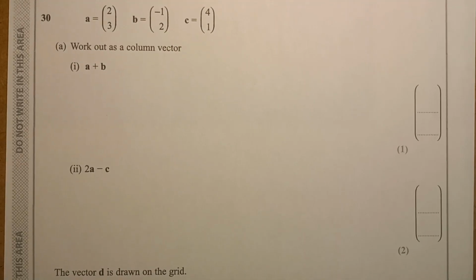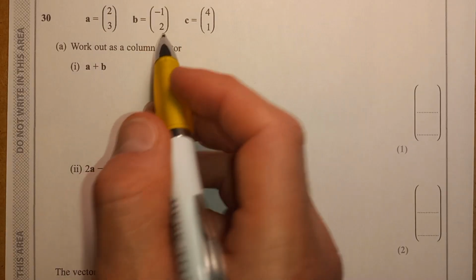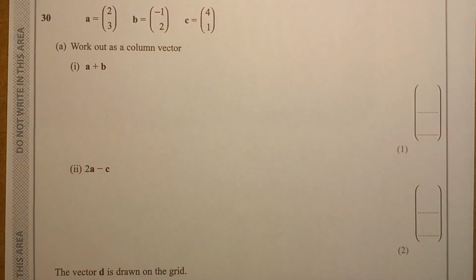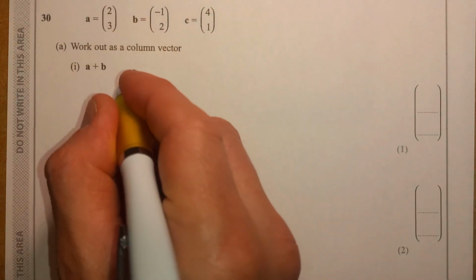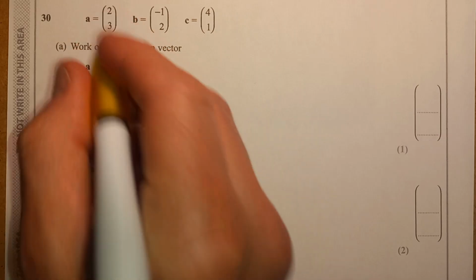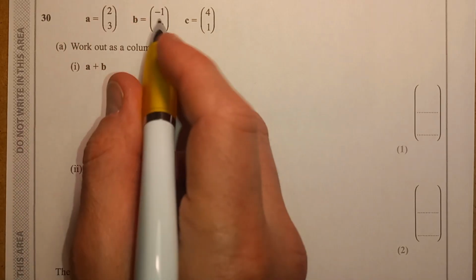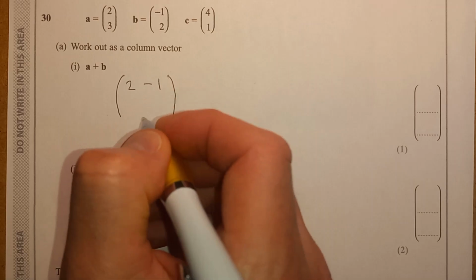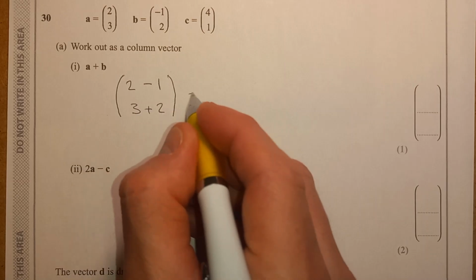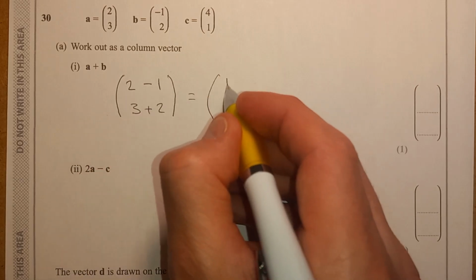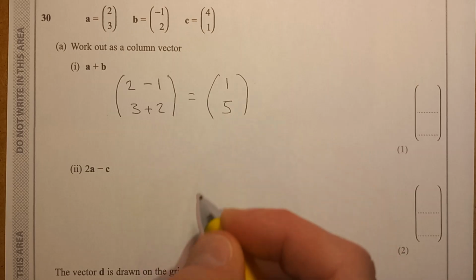Okay, now we're on to the final question. So we've got question 30. We've got some vectors here. We've got A equals (2, 3), B equals (minus 1, 2), and C equals (4, 1). Work out as a column vector A plus B. So you literally take your vector A, so 2, plus B. Well, plus and minus is just going to be a minus. So at the bottom we're going to have 3 plus 2. So 2 minus 1 is 1, 3 plus 2 is 5.